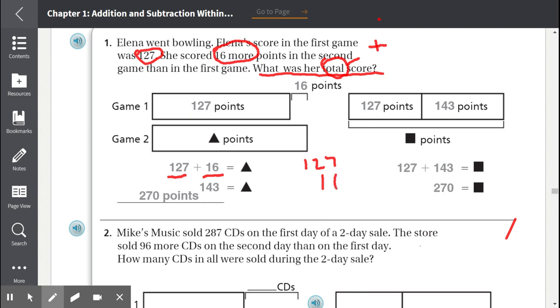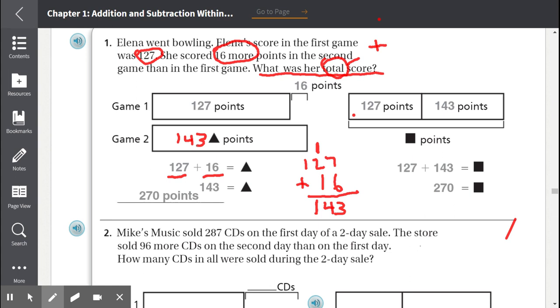127 plus 16, we start with the ones place. 7 plus 6 is 13. We carry our 1. Now, 1 plus 2 is 3. 3 plus 1 is 4. And the hundreds place is only the 1, so we just bring it down. So in the second game, she scored 143.